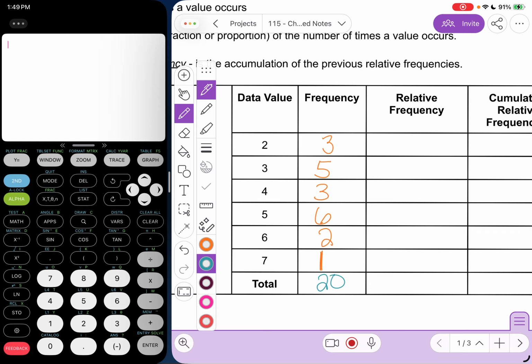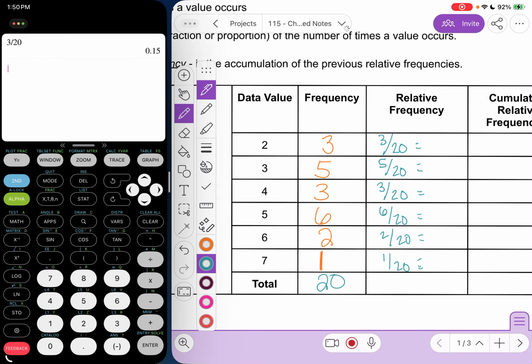Relative frequency is the proportion, the fraction, the ratio of the total. So we would have 3 out of 20, 5 out of 20, 3 out of 20, 6 out of 20, 2 out of 20, 1 out of 20. We could do those as fractions, or we can turn those into decimals.